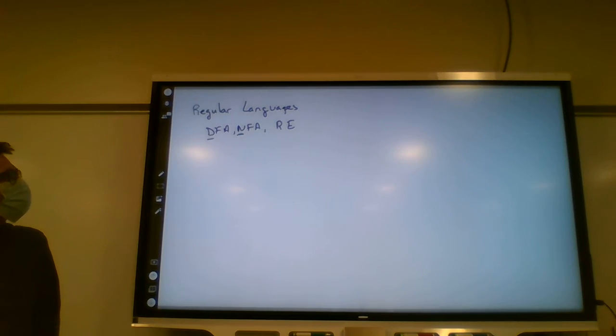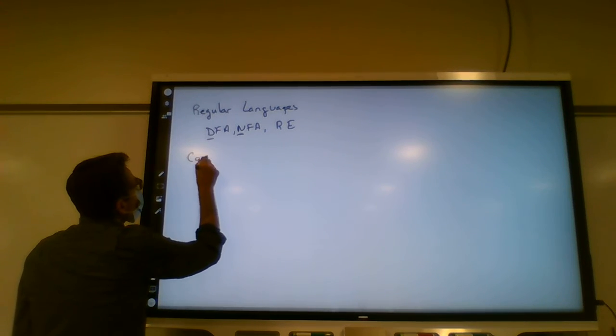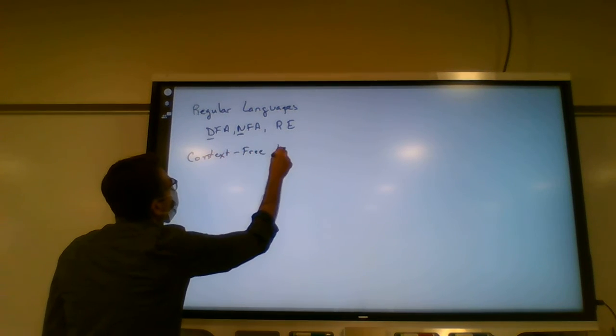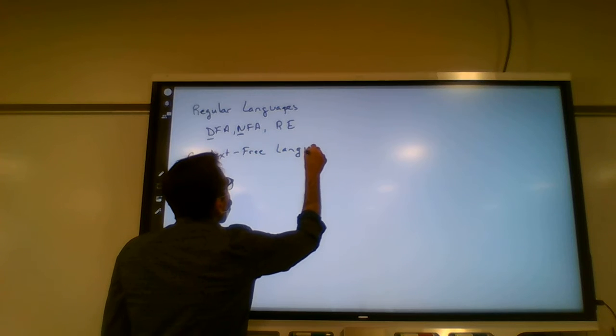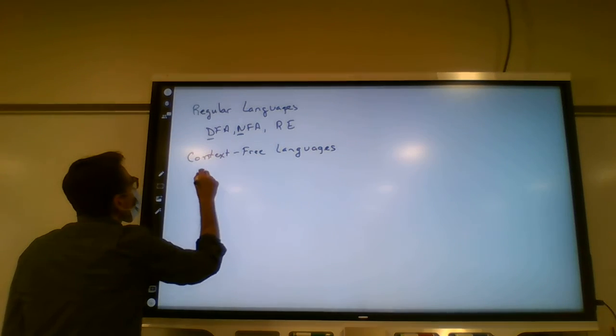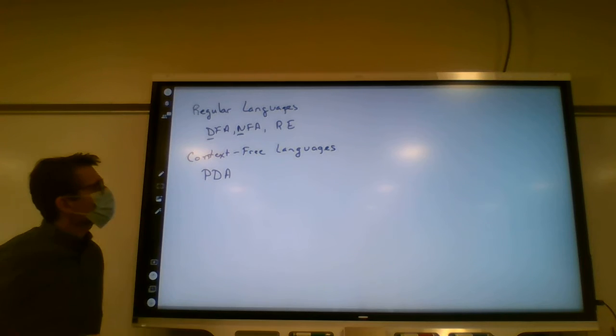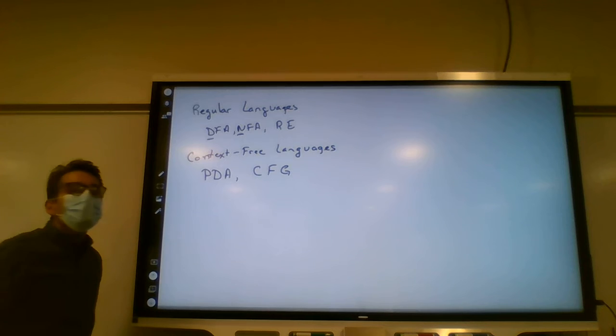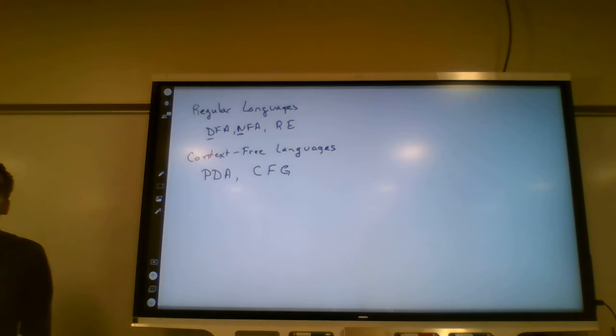Application-wise, any language that could be recognized by a DFA can be recognized by an NFA. So the non-determinism, the probabilistic aspect, didn't change anything. For context-free languages, from the machine perspective, we had push-down automata, and then we had context-free grammars. And in this case, it does turn out that some things require non-determinism in the PDA.